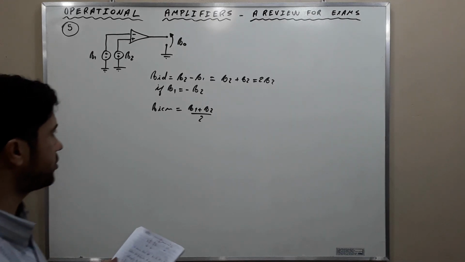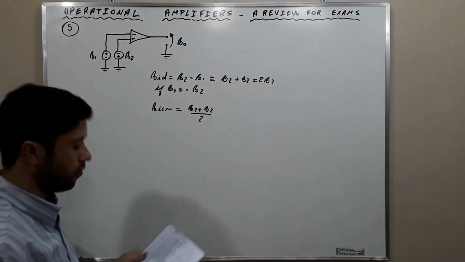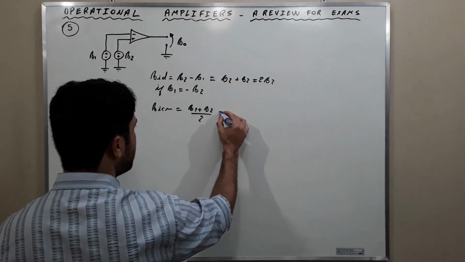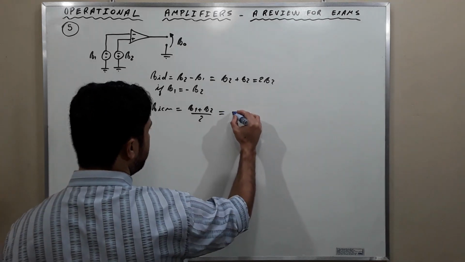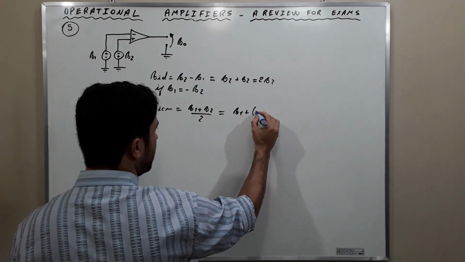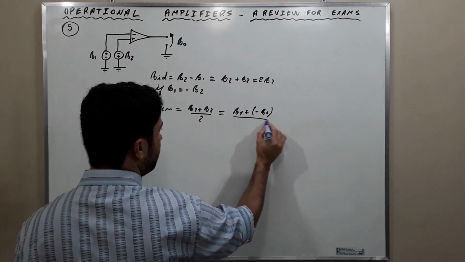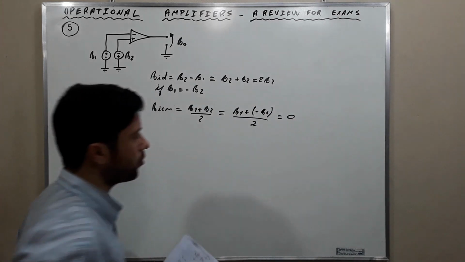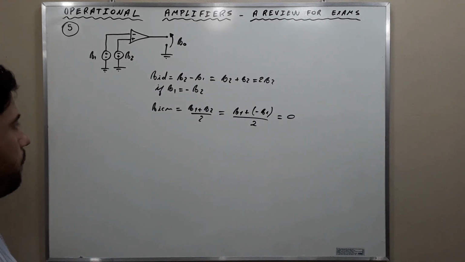And since V1 is the negative of V2, we use that V1 plus negative V1 divided by 2 is equal to 0, okay?